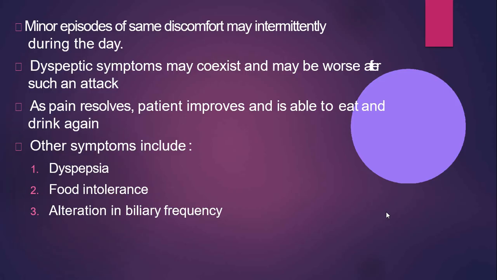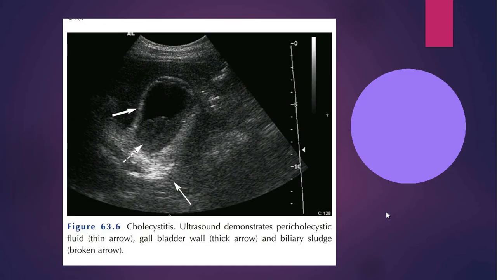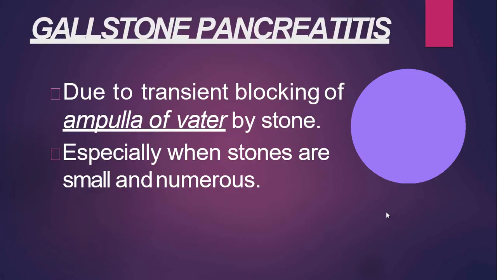Dyspepsia: if somebody is coming with dyspepsia not responding to proton pump inhibitors, you have to do an ultrasound and you may find stones in the gallbladder. Food intolerance and alteration in bowel frequency. Now the investigation of choice is radiological, that is ultrasound, and ultrasound can show you not only the gallstones but also some signs of acute cholecystitis: the gallbladder wall becomes thick, there is a stone, and there is pericholecystic fluid. You can see this well in this photograph.